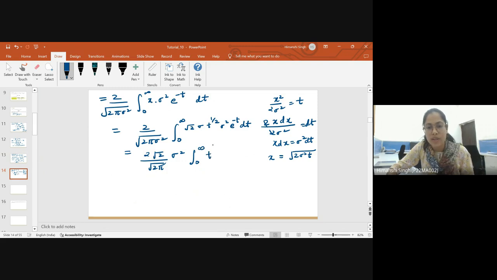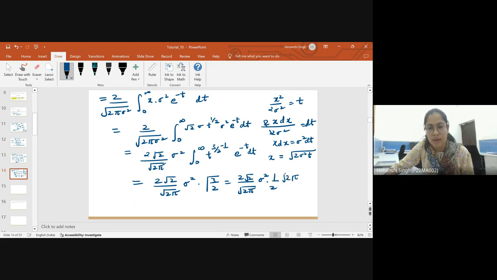So 1 by 2 can be written as 3 by 2 minus 1, into e to the power minus t dt. So this function will be the gamma function. It will give gamma 3 by 2. Which will be equal to 2 root 2 divided by under root 2 pi sigma square, and this will be 1 by 2 gamma 1 by 2, which is under root 2 pi. Okay, so this will get cancelled and this will get cancelled.